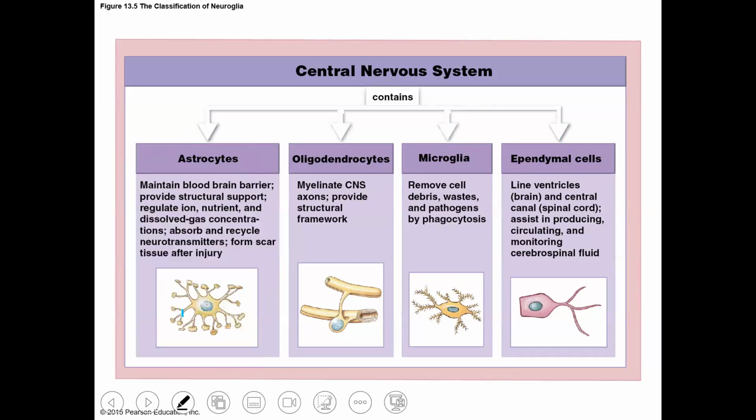Oligodendrocytes are going to myelinate the central nervous system. So, myelination of the central nervous system. Microglia remove cell debris, wastes, and pathogens by eating, so phagocytosis. Ependymal cells make our cerebrospinal fluid. They line the ventricles and central canal, and assist in producing, circulating, and monitoring cerebrospinal fluid.